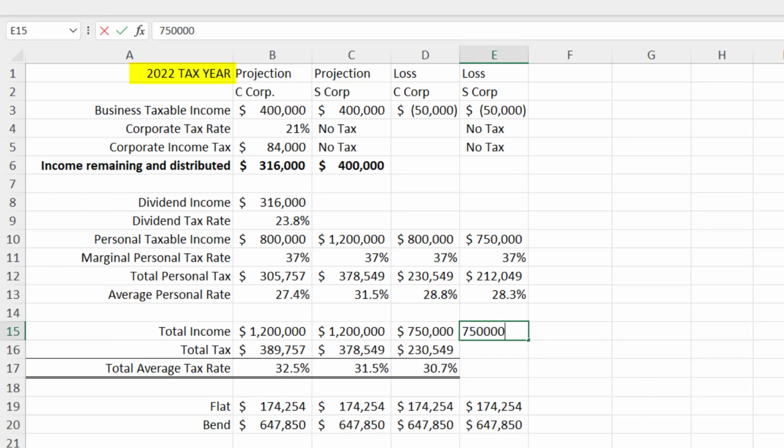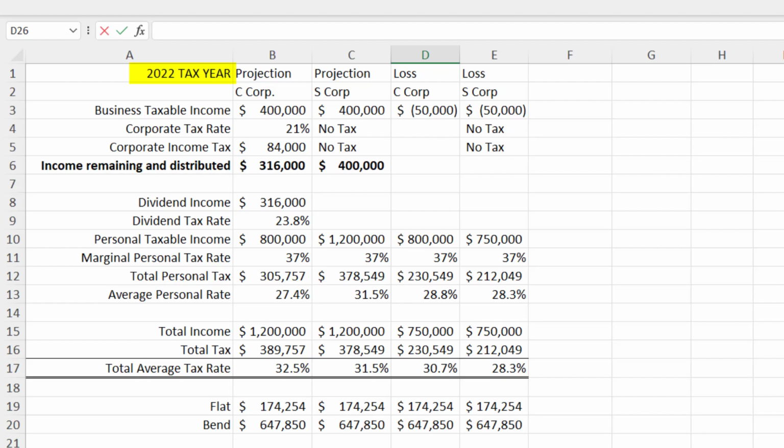Again, not a whole lot different, but what about down here? Well, they still have $750,000 of effective income, $800,000 from her husband's salary, plus they have to cover the losses on the S corporation. And so their total tax is a little bit lower, their marginal tax rate is going to be a little bit lower as well, 28.3%. So it is looking a little bit better.